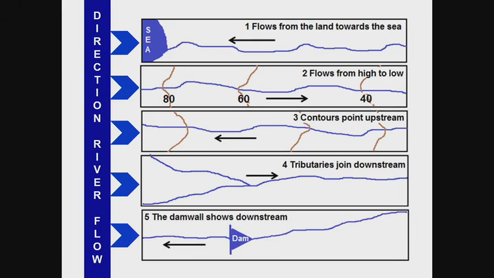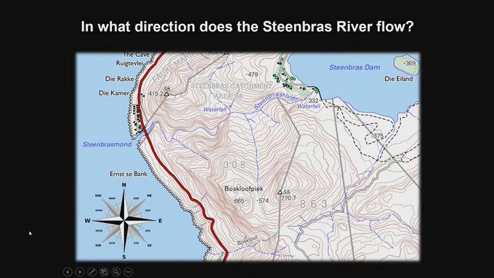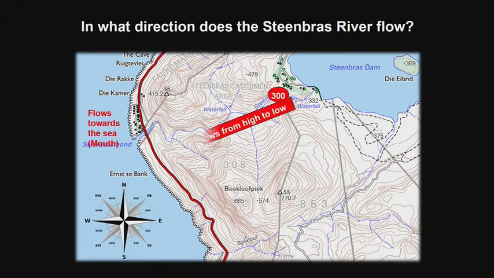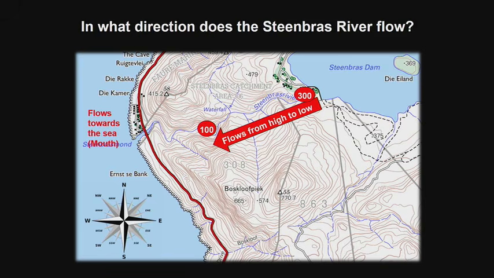Okay? And then if there is a dam wall, you see there's a dam, that line represents the wall. The river's got to be flowing towards your left, from east to west. Why? Because the water will accumulate behind the wall of the dam. So as the river is flowing, it gets dammed up behind the dam wall. In which direction does the Steenbras River flow? It's flowing towards the sea. It's flowing from high to low, 300 meters to my right, to the east, 100 meters more to the west.